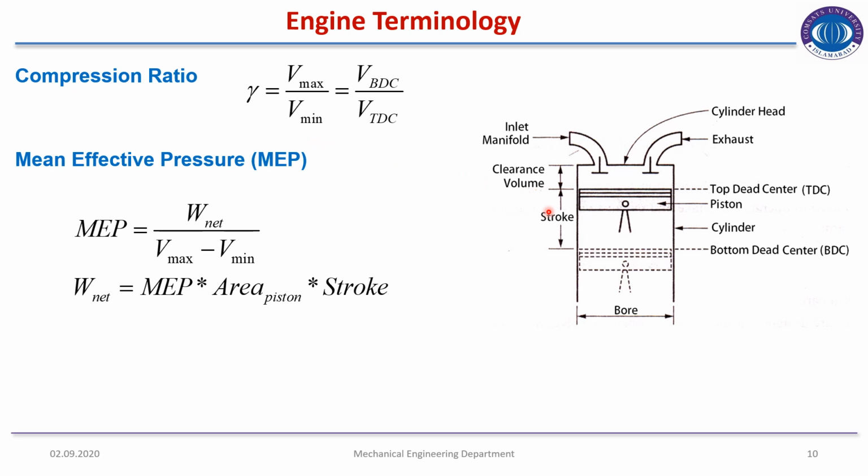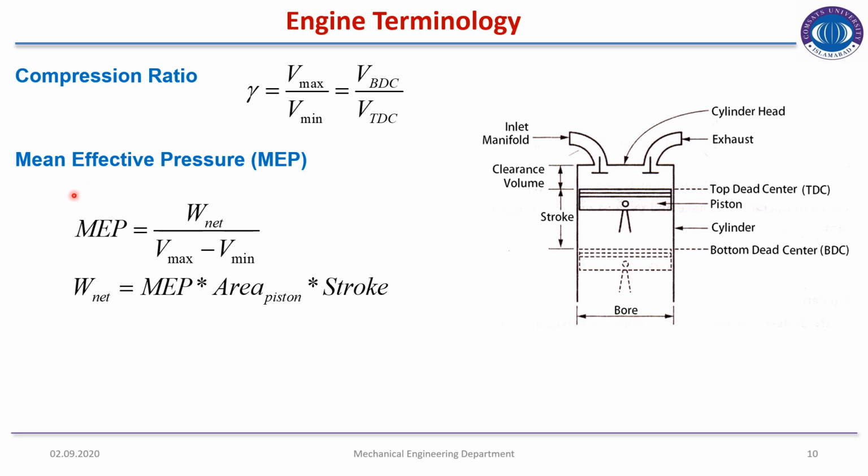And V minimum is when the piston is at the top dead center, TDC. It will comprise the minimum volume, so it will be only equal to the clearance volume. So when the piston is at the top dead center, it will have minimum volume. So the compression ratio is the ratio of maximum volume and minimum volume, where maximum volume is when the piston is at the bottom dead center, and minimum volume is when the piston is at the top dead center.